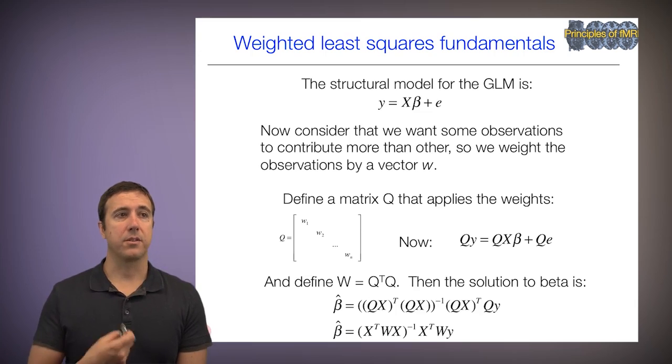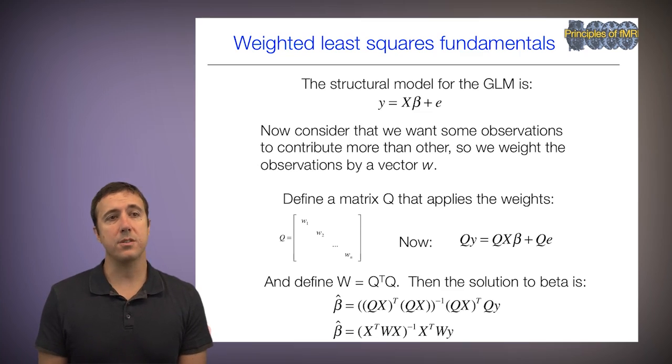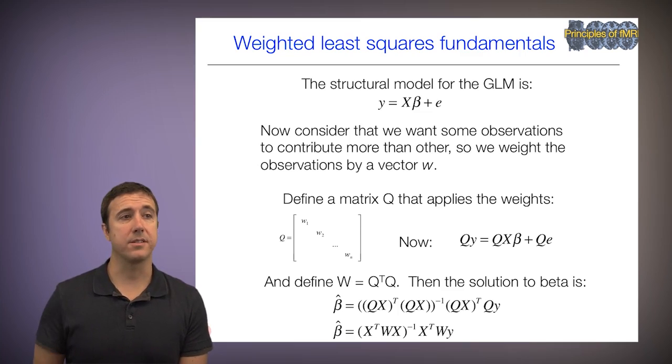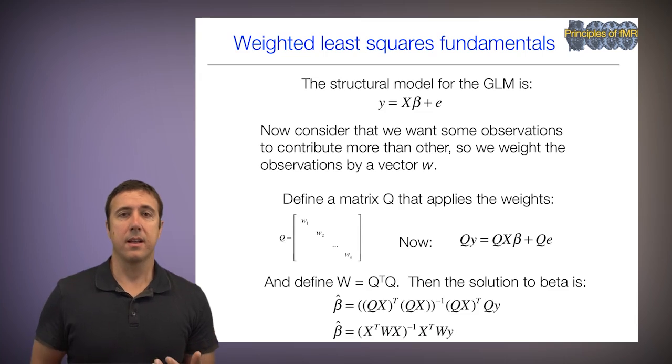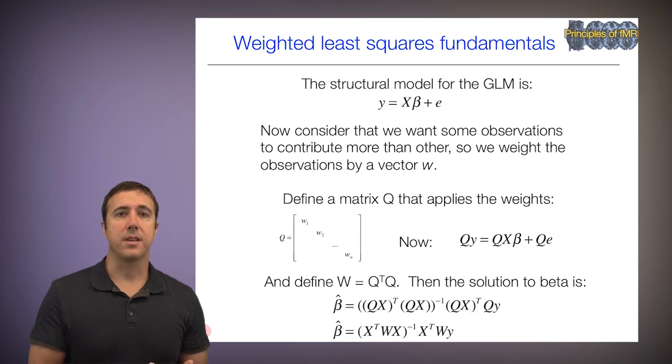Now, let's also define a matrix W that's Q transpose times Q. In that case, the solution for beta, the beta hat, that's the estimates of beta, is (X transpose W X) inverse, X transpose W y. So that weighting matrix W applies the weights, and now I'm estimating the betas in a way that includes the weights on the observations. So that's the basic principle behind weighted least squares, and beta hat is the weighted least squares solution for the data.